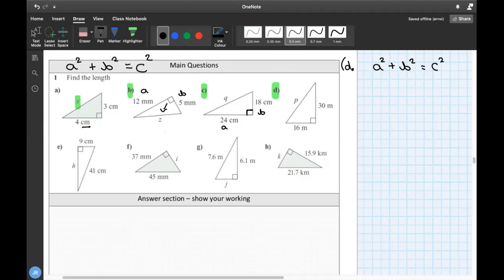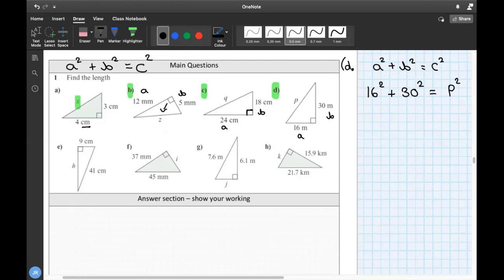Okie doke. So this one, A is going to be 16 for me, B is going to be 30, and then we're trying to find C. This time it's labelled P, the longest side. So I'm going to substitute them in now. A, I'm saying is 16. And then I'm adding B, which was 30. And that's all equal to C squared. In this example, it is the letter P. So we'll just use that, P squared.